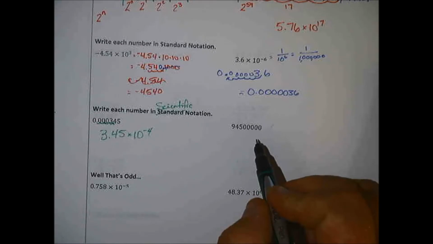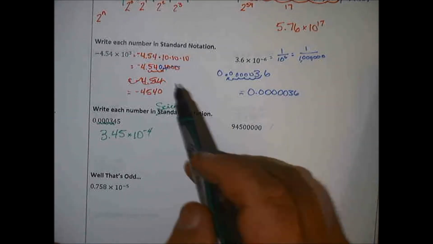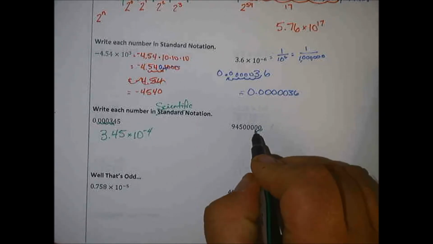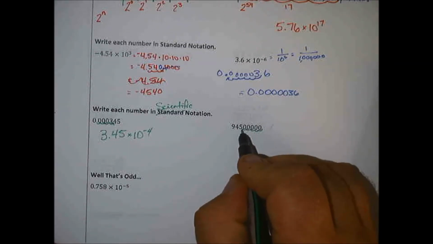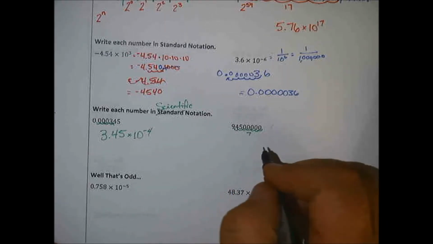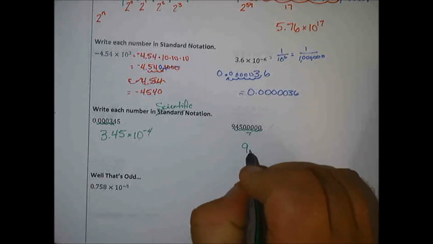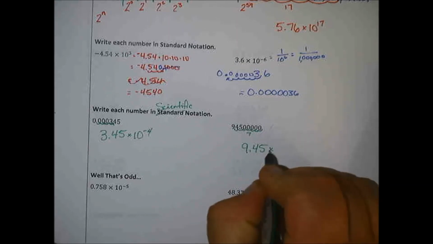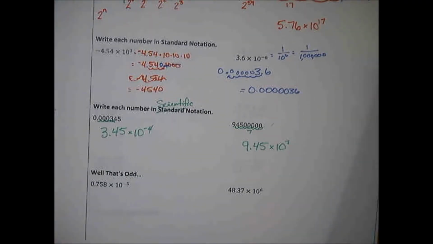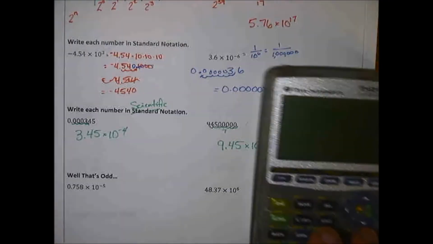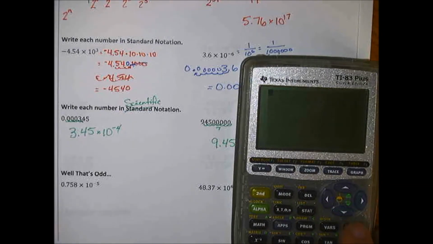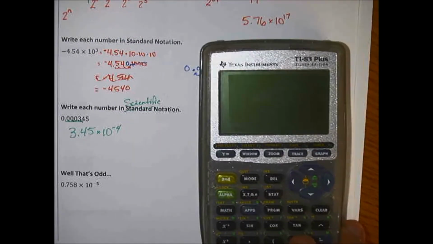This one is a really big number, so I need to multiply it by a really big multiple of 10. So I'm moving it 1, 2, 3, 4, 5, 6, 7 times. Sometimes I'll even say that that's a 7. And we get 9.45 times 10 to the 7th power. Now I'm going to show you a quick way to do each one of these problems. There's always a good way, and calculators really do make our lives easier.